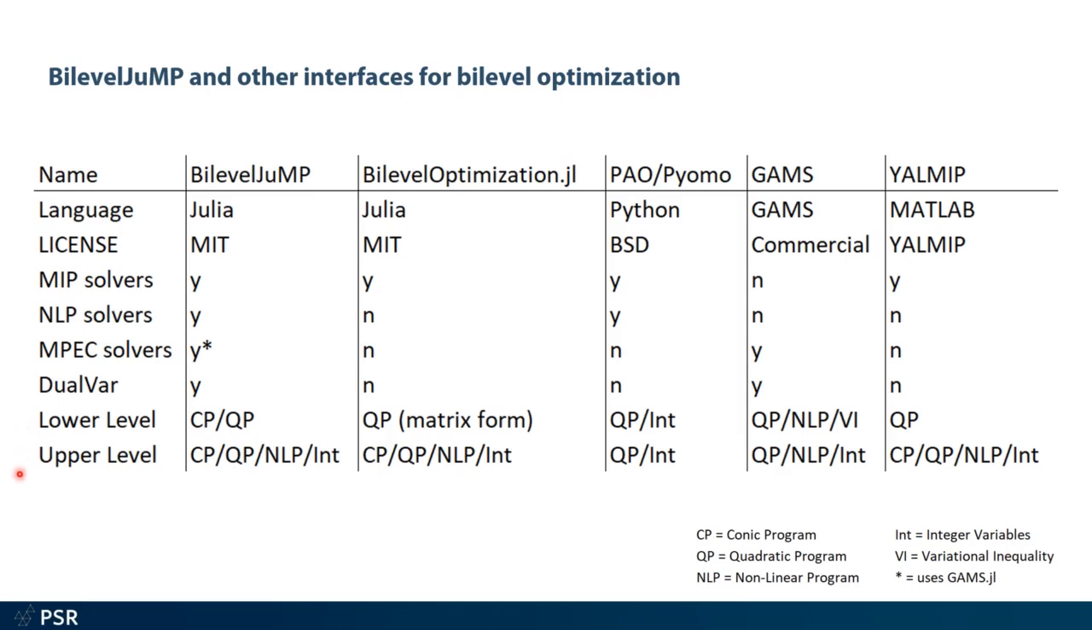About the upper level, BilevelJuMP is together with BilevelOptimization.jl, which also relies on JuMP, and YALMIP having the most complete availability of resources, including conic programming, quadratic programming, nonlinear programming, and integer variables.